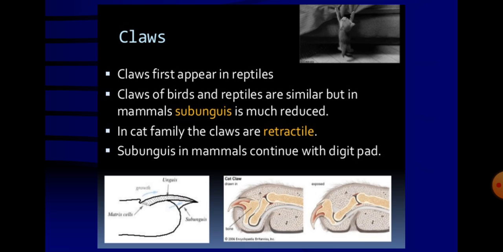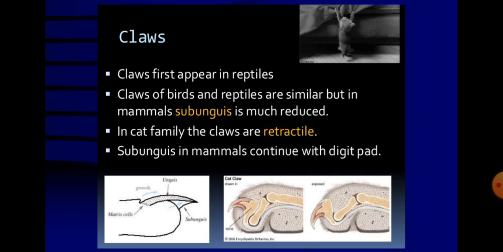Claws. Claws first appeared in reptiles. Claws of birds and reptiles are similar, but in mammals, subunguis is much reduced. Subunguis is the lower region of the nail. The upper region is known as unguis, whereas the lower region is known as subunguis.